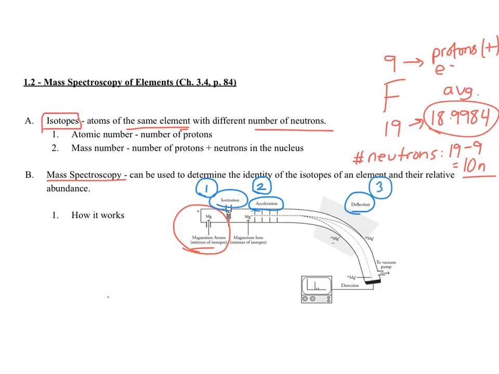Deflection is basically where it can deflect the ions in a certain direction, and there's a certain amount of deflection depending on the mass. So there's different deflection for each mass or each isotope.